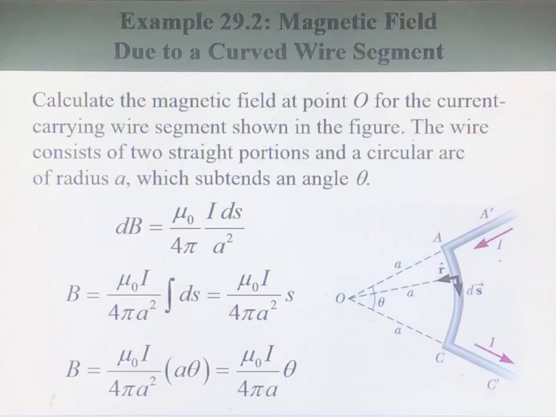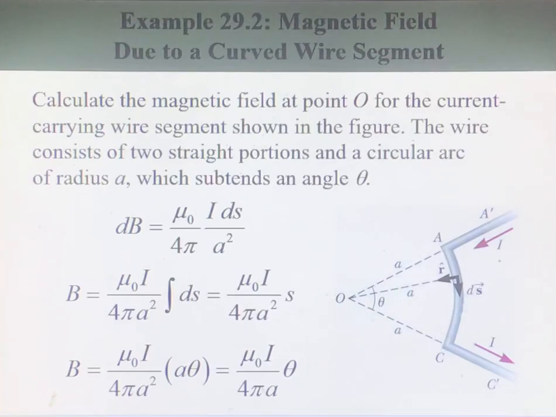So if I set up my integrals here, and I'm looking at the segment from A to A prime, then my unit vector is going to be pointing in the same direction as my ds vector. If my unit vector is pointing in the same direction as my ds vector, then the cross product would give me 0. So the contribution from A to A prime is 0, and the contribution from C to C prime is 0. So I only need to focus on the contribution that comes from the segment that goes from point A to C.